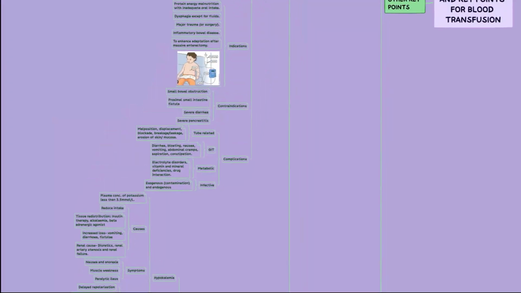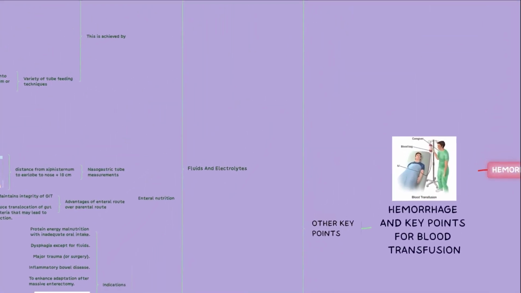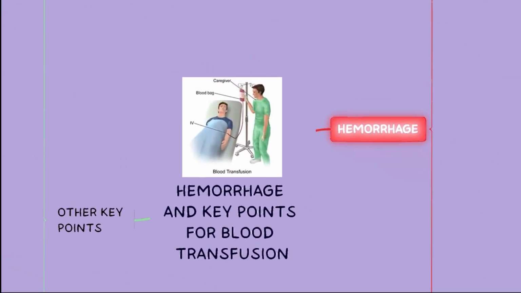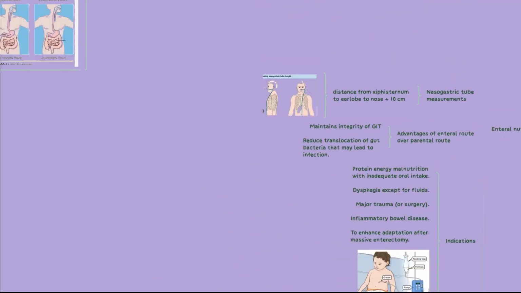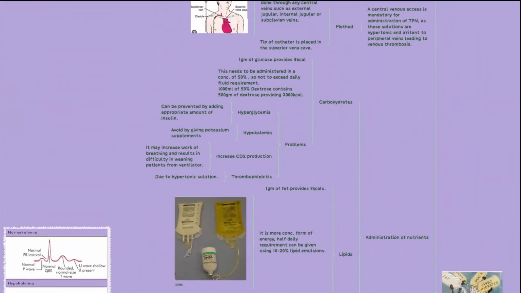So, let's get started. In this mind map, we will quickly revise the various types of hemorrhages, their types and management, and other key points related to blood disorders, transfusion, and shock.